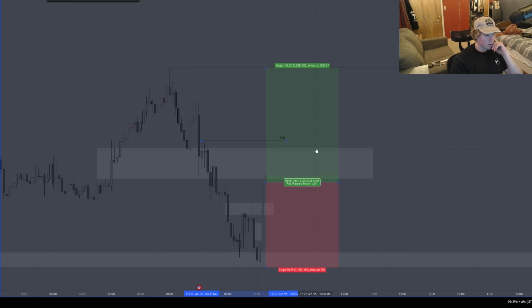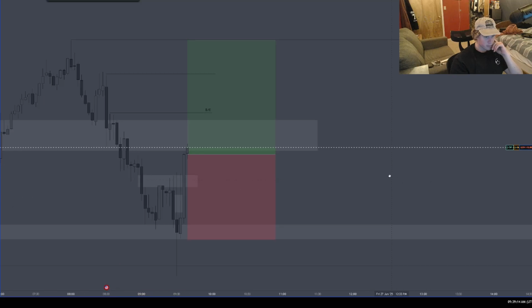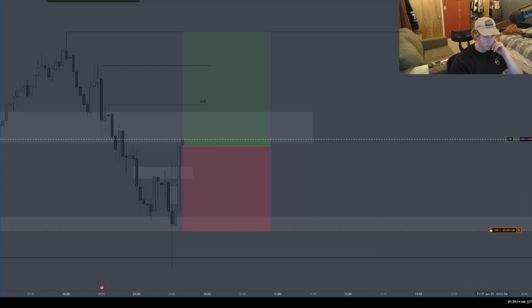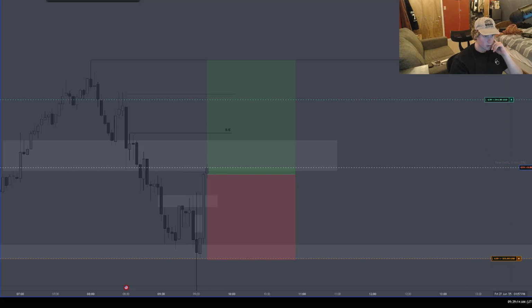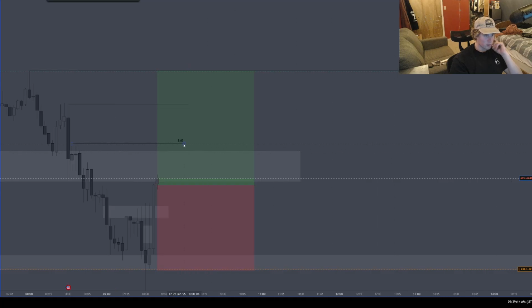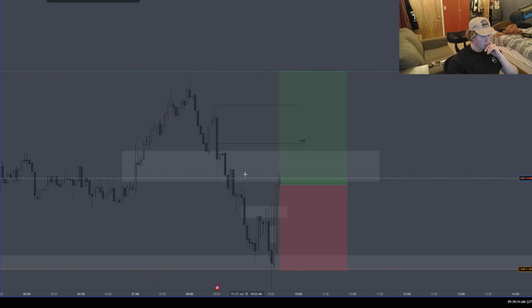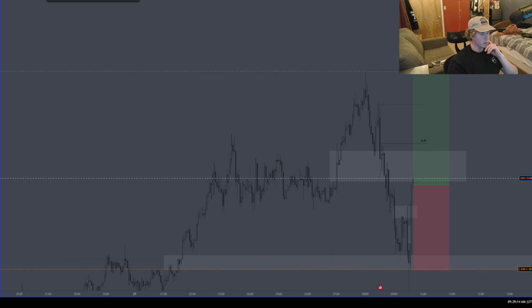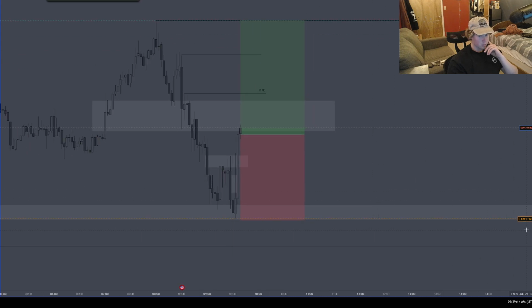Alright, so it's our entry. Get in on this one. Final TP up here. Break even at this high, where the unfilled gap is. And we are in a BPR, so we have to be careful of that. So I mean, it might even bring this up a little bit.